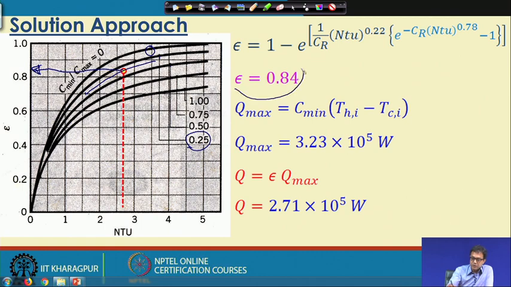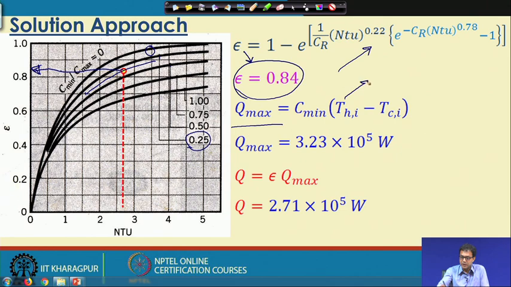This is obviously an approximate value obtained from the graph, whereas if we put the values of NTU and CR directly in the relation, we will obtain epsilon directly. Once we know epsilon, we can find the actual heat transferred, because the Q max, the maximum amount of heat that can be transferred in this heat exchanger, is also known. We know the minimum capacity fluid, and the entry temperatures of the hot and cold fluid.